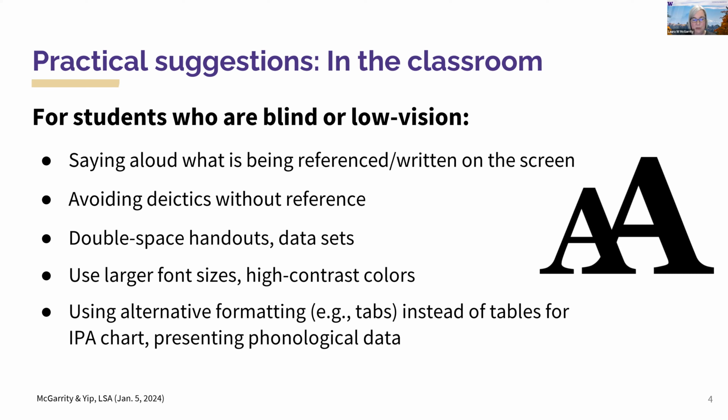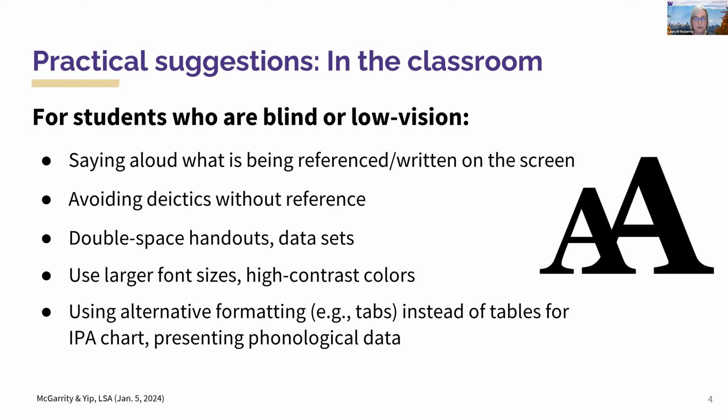So here are some practical suggestions on strategies to use in the physical classroom. If you have students who are blind or have low vision, say aloud what's being referenced or written on the screen or on a handout. Avoid deictics like this or that or pointing without a reference. Double space your handouts or data sets, whether in print or online. Use larger font sizes with high contrast colors, such as those we're using in these presentation slides. And in some cases, use alternative formatting.